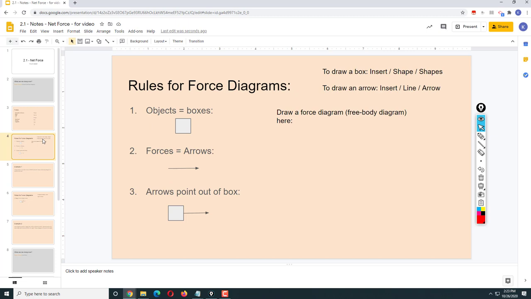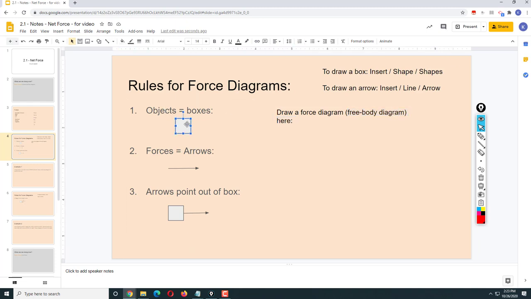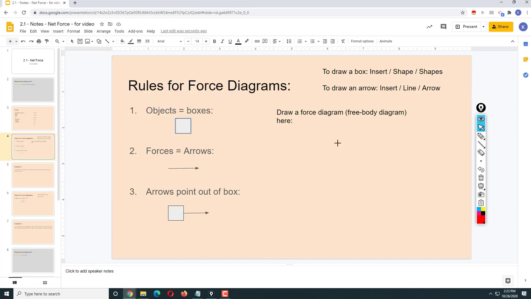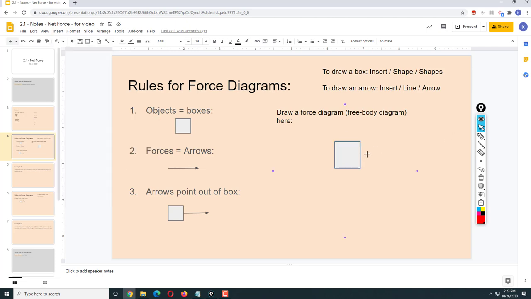With forces, you have to draw force diagrams, like free body diagrams. Any object becomes a box, like this. To draw a box, I go insert, shape, and then I draw a box, like this. A force is an arrow. To draw an arrow, I go insert, line, arrow. And the arrow always points out of the box.